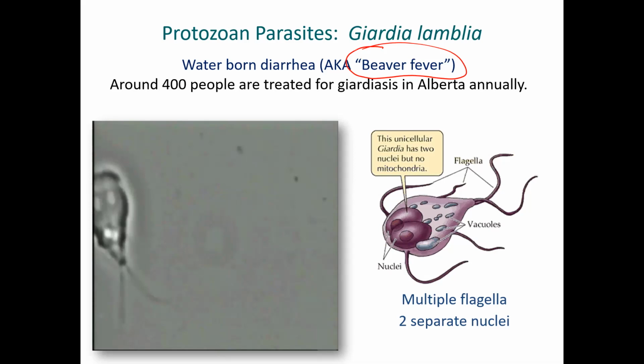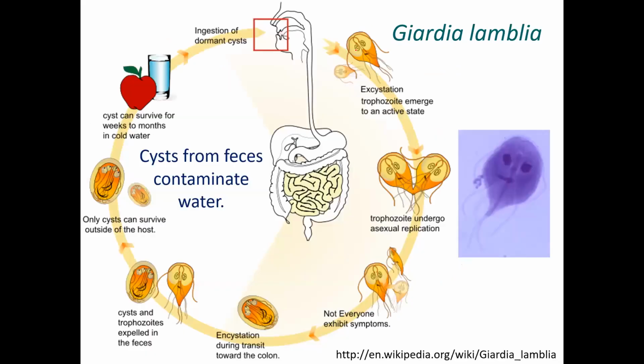Notice this organism is kind of interesting. It has two nuclei and multiple flagella. I think it looks a little bit like an alien. There's another image of one there on the right. Like I said, they're very cool looking, like aliens.